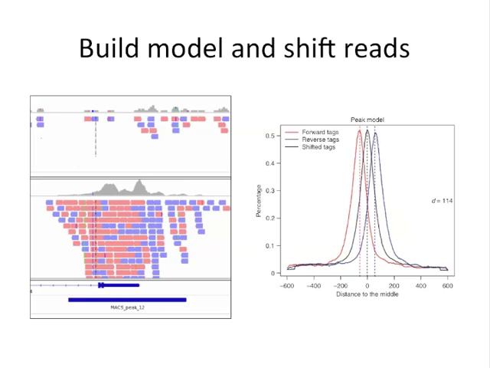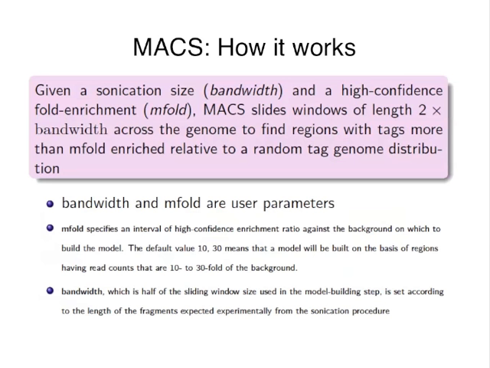So MACS is going to build a model that shifts both the forward tags and the reverse tags into the center to make one single peak, and call that at the center of the peak. This is what makes MACS better than any other program that came before it, because it does this model building and shifts the peaks to the true center of where the factor is binding. So this is once again just reiterating the model building aspect that I just talked about.